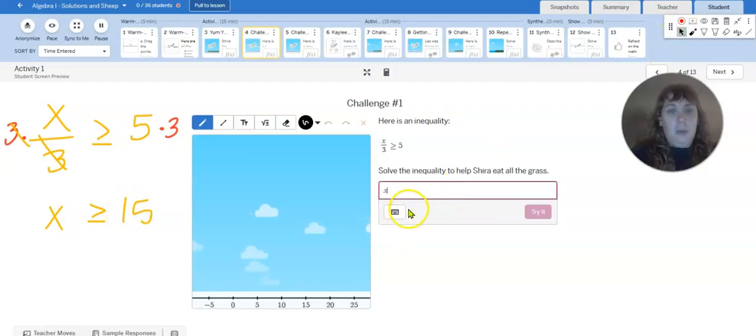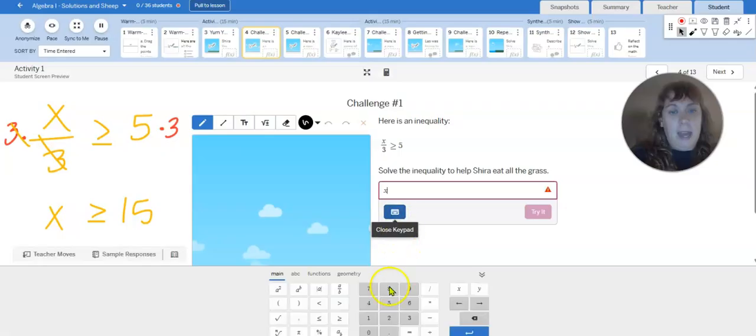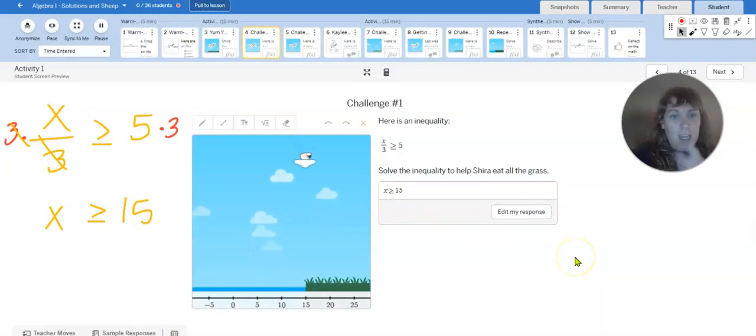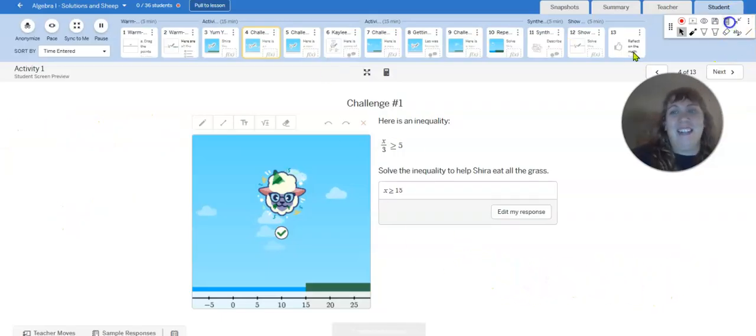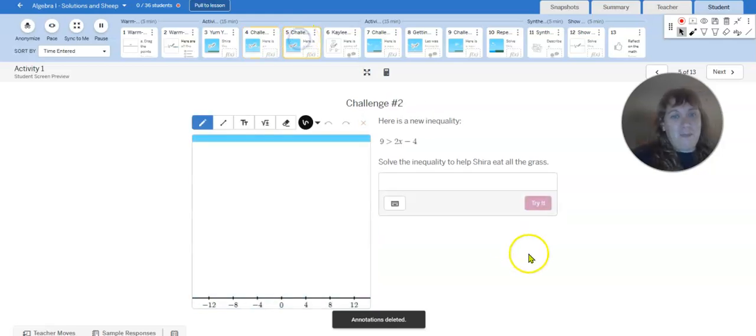So let's put this inequality in, hit that keypad to open up to get your symbol for greater than or equal to 15, and then let's hit try it. Drop Shara down, and they're able to eat all of the grass and do their sheep flip, which is my personal favorite part of those videos. Then when you're all set here, push ahead to the next slide.